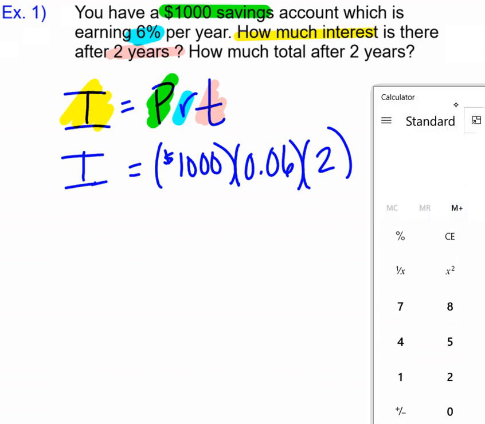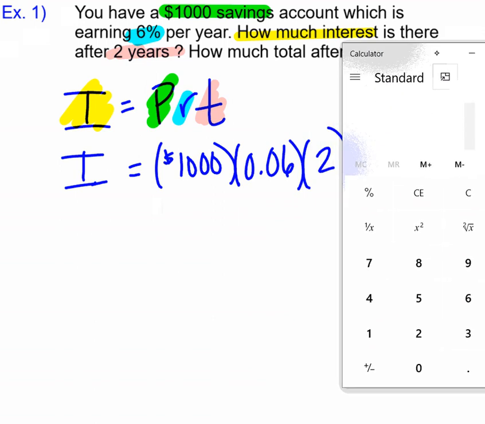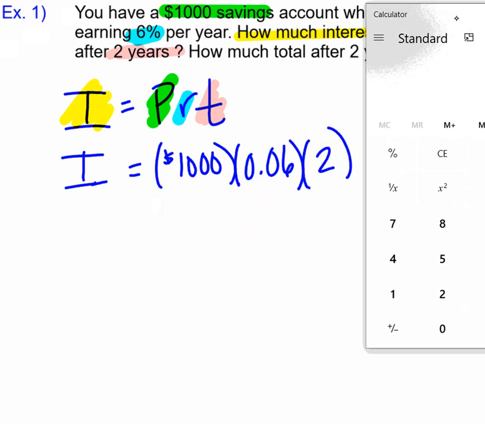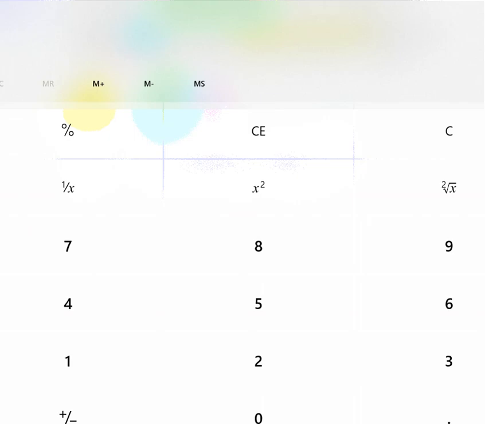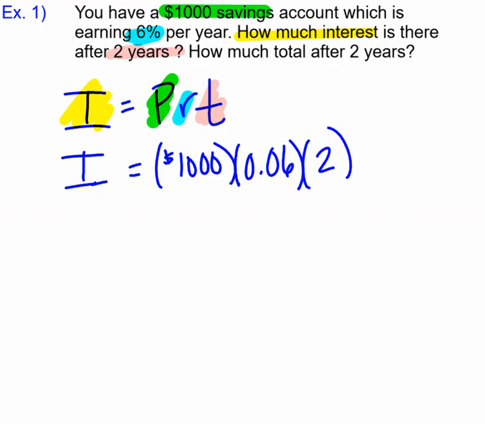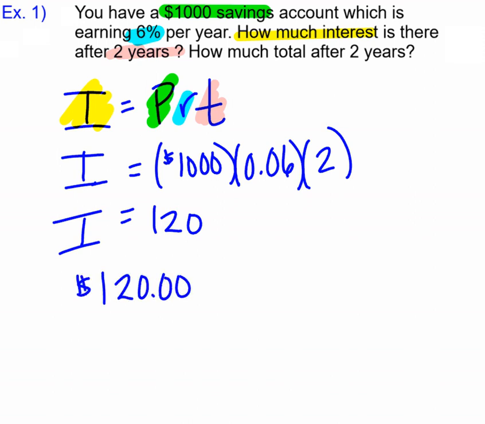I'm going to bring my calculator in here so you can see what I'm doing, off to the side. I'm going to multiply 1,000 times 6 hundredths times 2. When I multiply all of that together, I get 120. Now, we have to remember that interest is money. So this reflects $120. That answers our first question, how much interest is there after 2 years? There's our first answer.